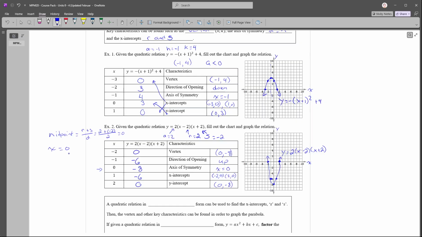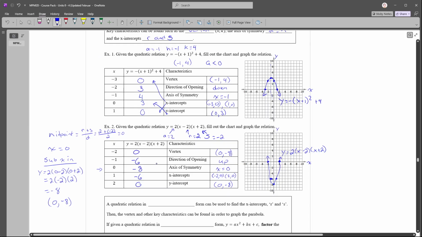That tells me the x component of our vertex is 0. Now, I would need the y component. How do I find the y component? To do that, I would just sub the one value I know, x, into our relation. And what you'd end up with is the only thing left would be the y. So I'd have y is equal to 2 times 0 minus 2 times 0 plus 2. That's the same thing as 2 times -2 times 2, which is going to give us -8. So now I know the x component and the y component, 0, -8. So it is still possible to calculate the vertex even if we don't have the graph to look at.